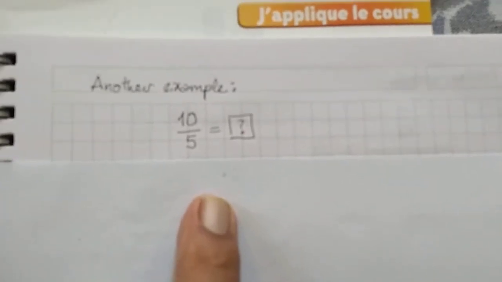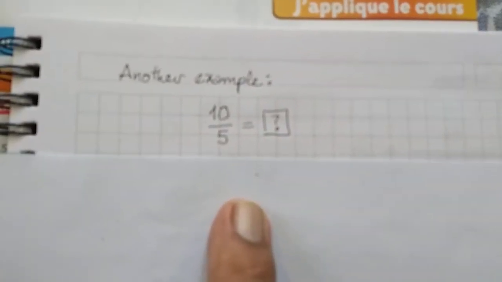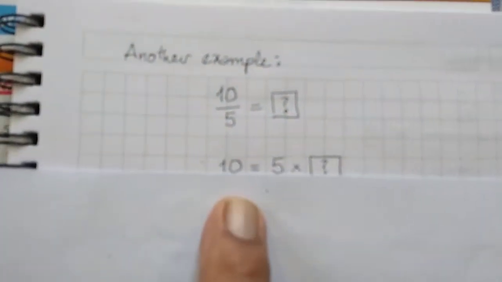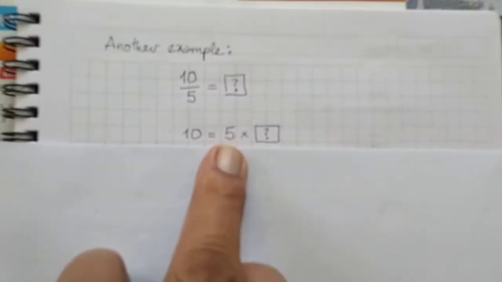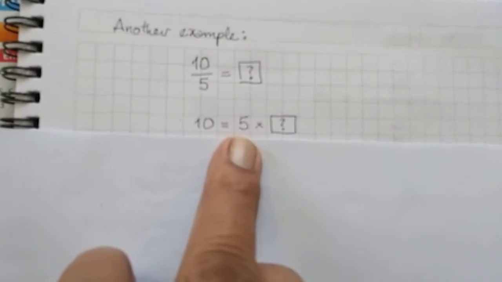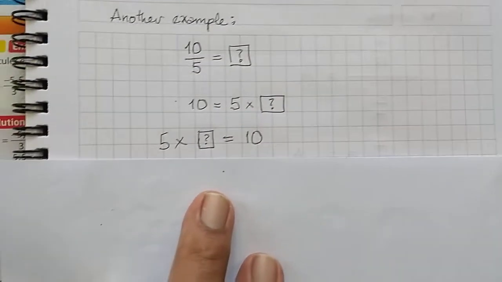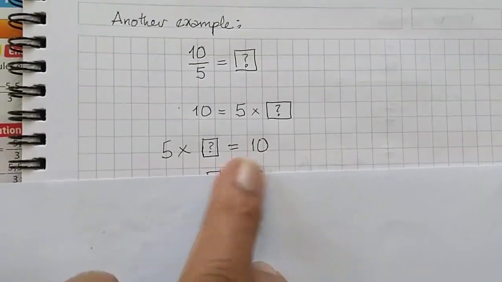Okay, so let's take another example. Soon we'll come to fractions, but let's take another example. 10 divided by 5 is equal to what? So again, 10 is equal to 5 into box. I'll just call it box or question box. So 5 into question box is equal to 10.